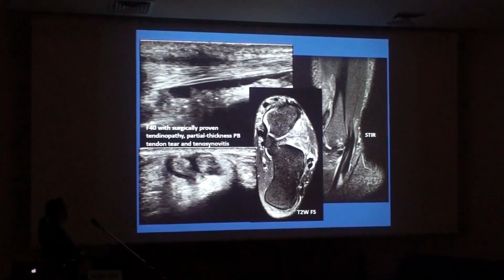A different patient with partial thickness tearing of the Peroneus brevis, which you can see on MR images and on the ultrasound images with distended tendon sheath and coexisting tenosynovitis.